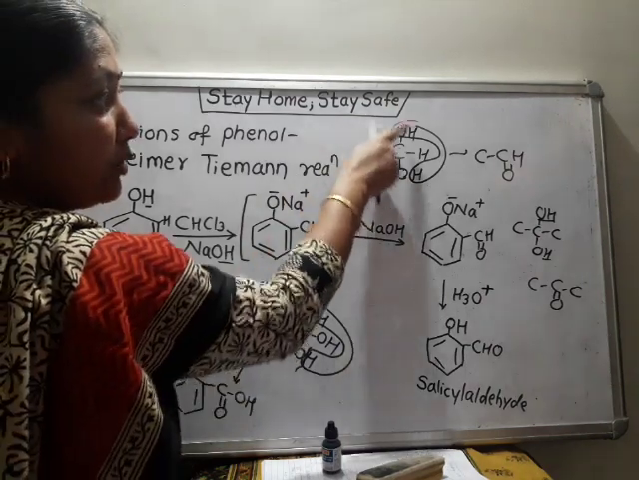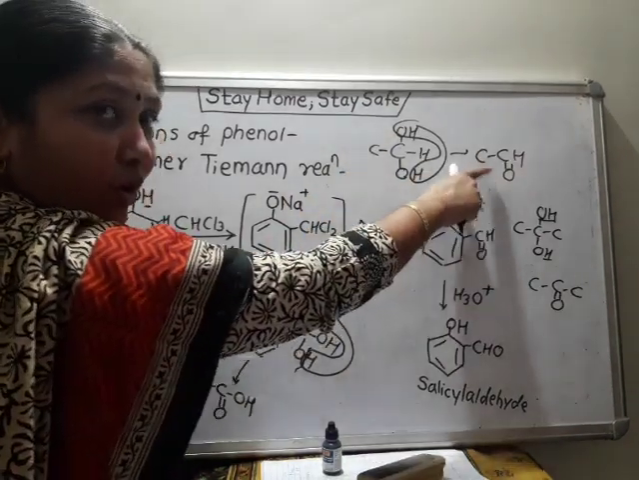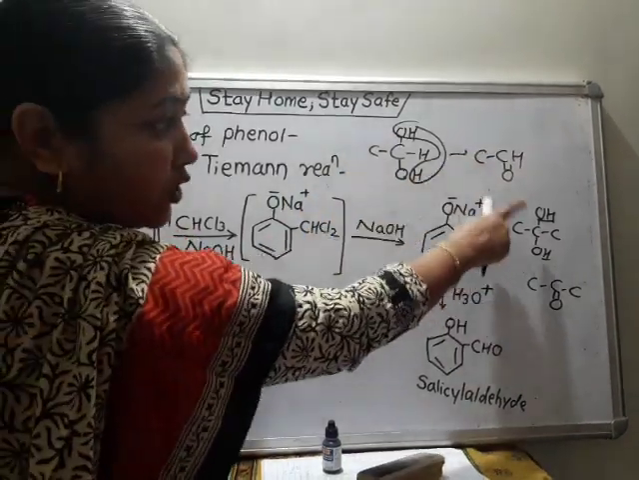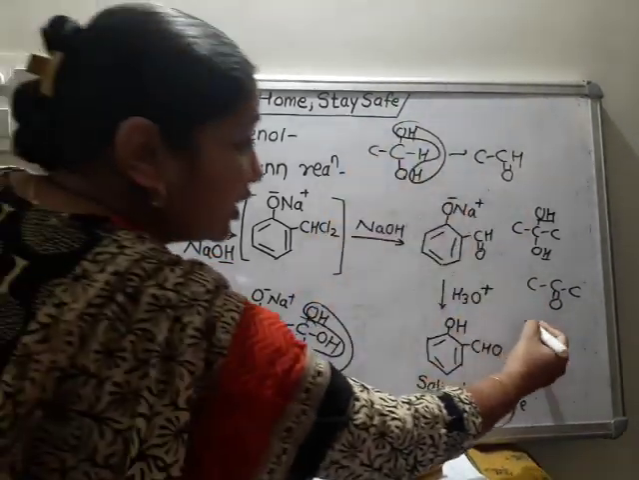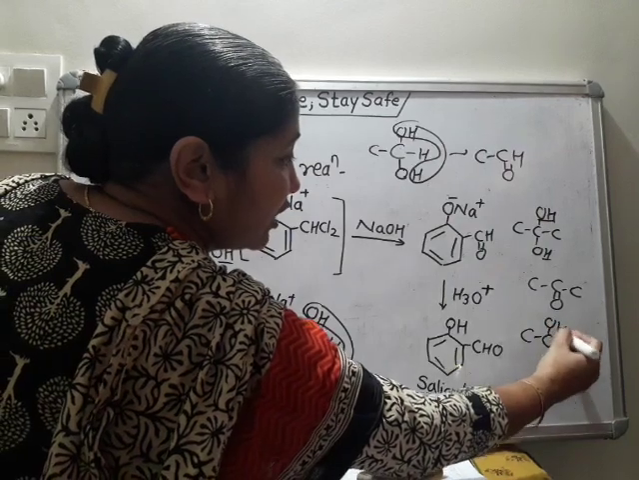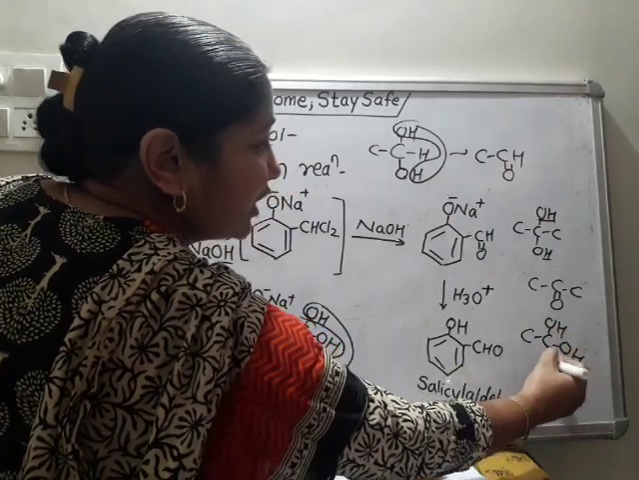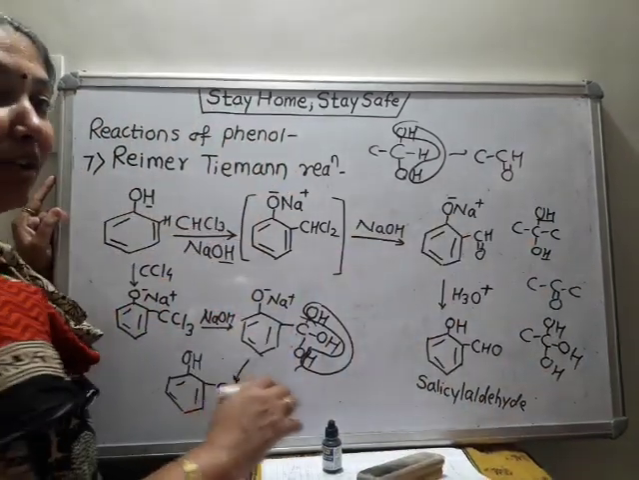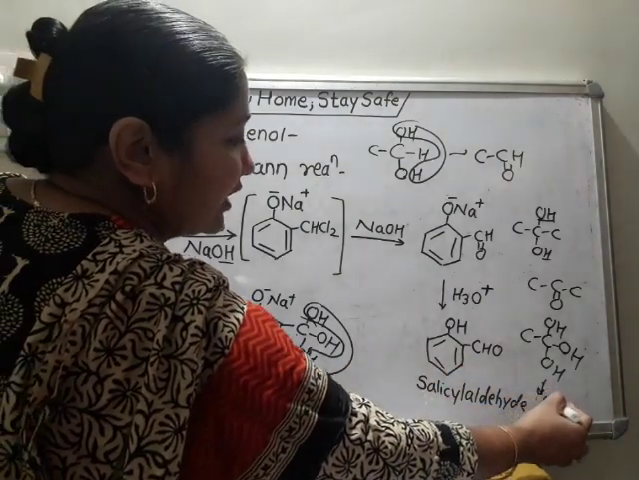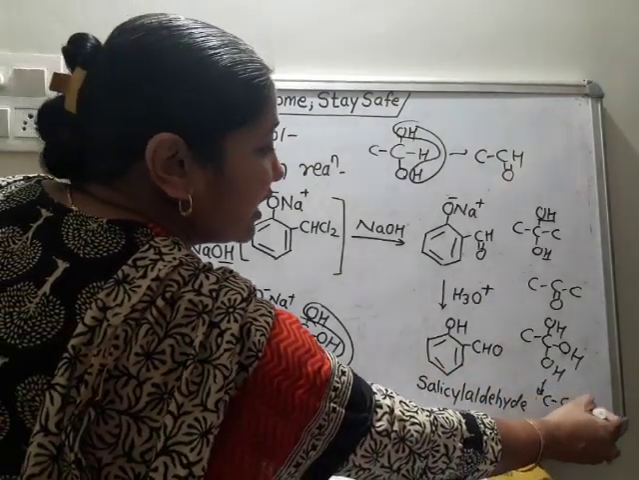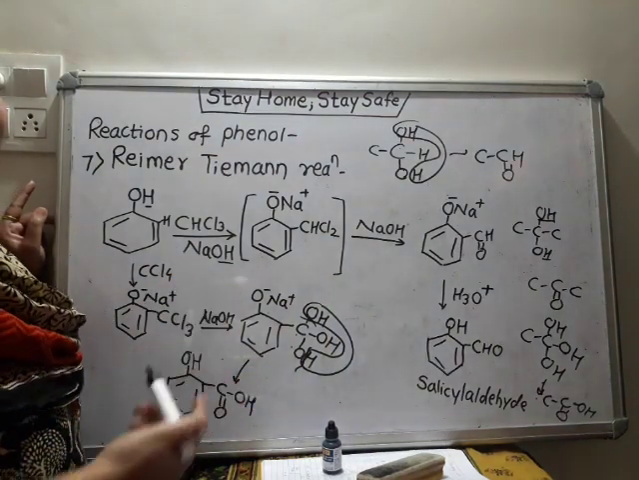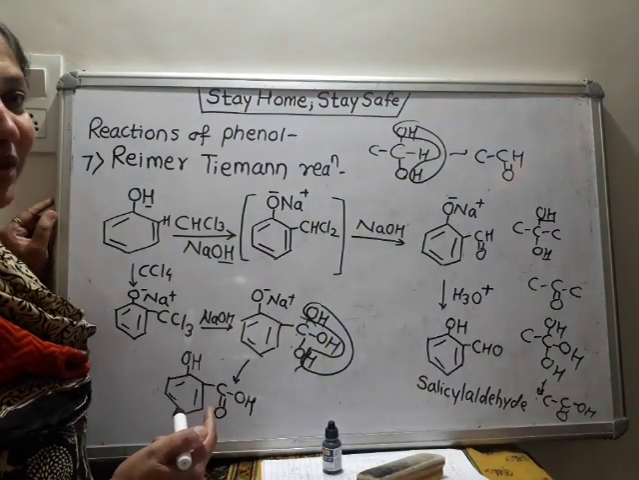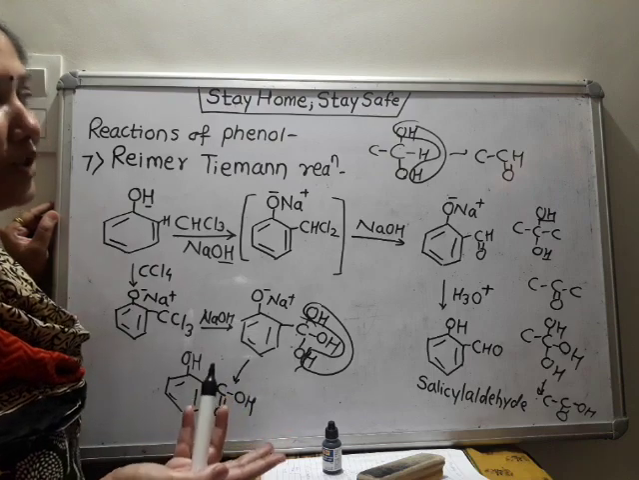So 2 OH on a terminal carbon gives rise to the formation of an aldehyde. 2 OH on a middle carbon forms a ketone, and 3 OH on a terminal carbon. If 3 OH are there on a terminal carbon, then we get an acid. Correct. Then we get an acid. 3 OH on a middle carbon is not possible, right?